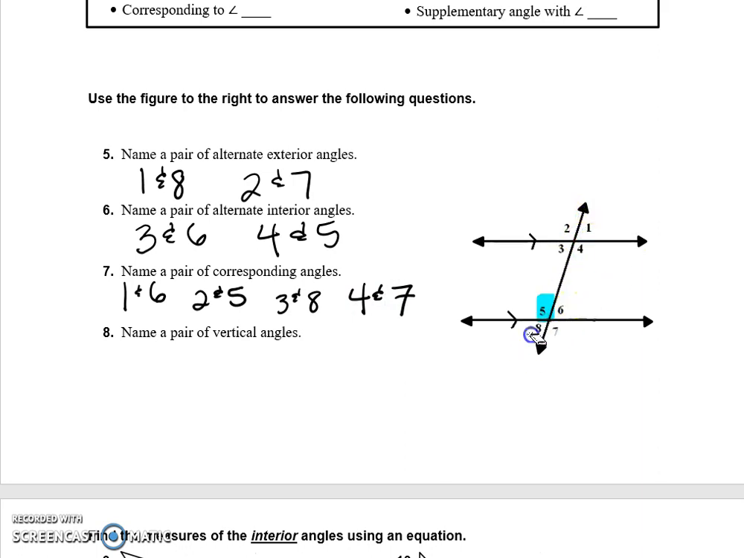Same thing with vertical angles. Remember, vertical angles are across from each other. So 2 and 4 are vertical. 1 and 3 are vertical. 5 and 7 are vertical. And 6 and 8 are vertical. So once again, your options are 1 and 3, 2 and 4, 5 and 7, and 6 and 8.